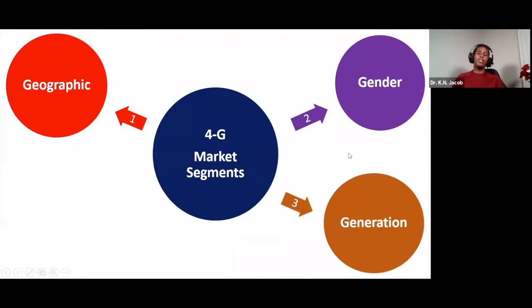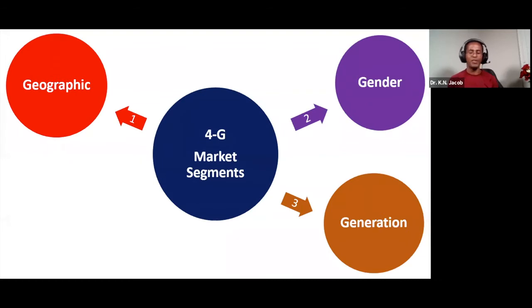Number 3, and very tricky, the third G, is generation. We have 6 generations alive. Just note it down. We have the silent generation, 1925 to 1945. They are normally called the silent generation because they were oppressed and they never raised a voice.